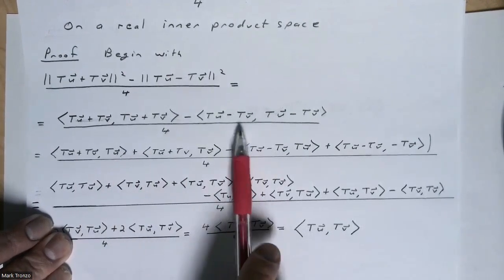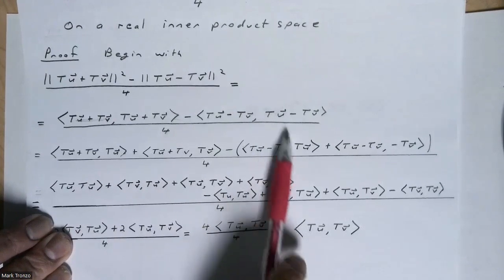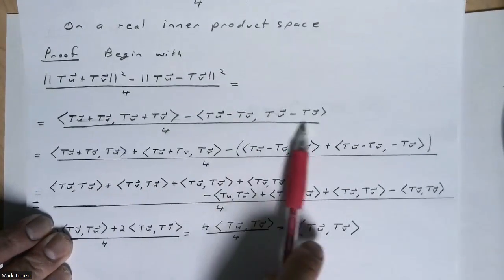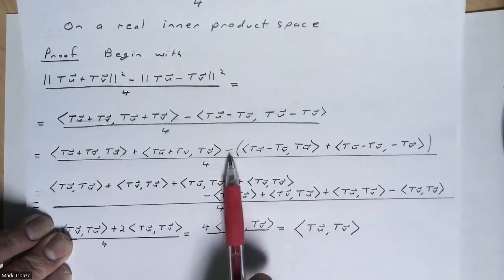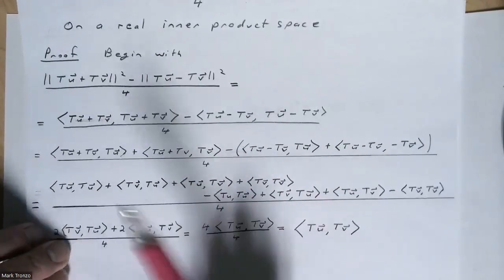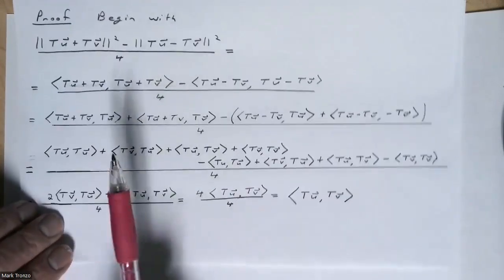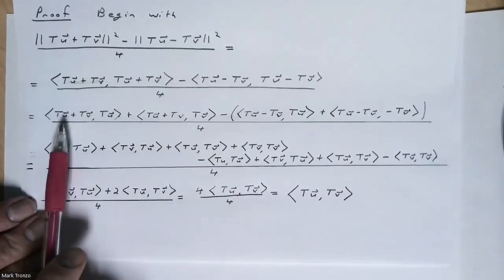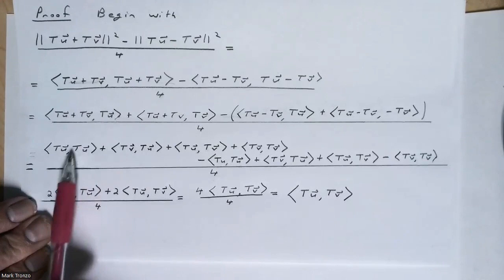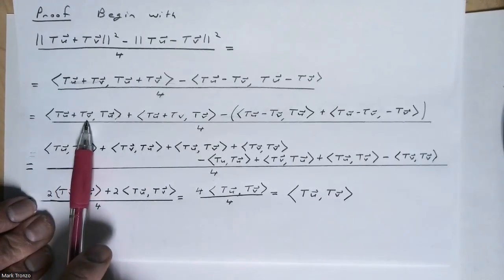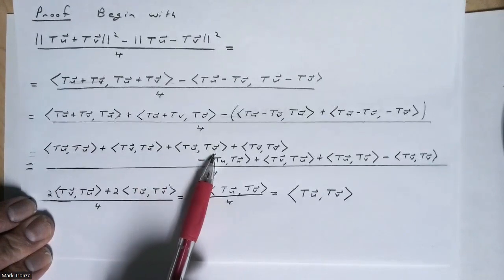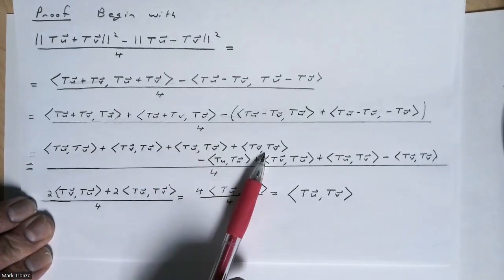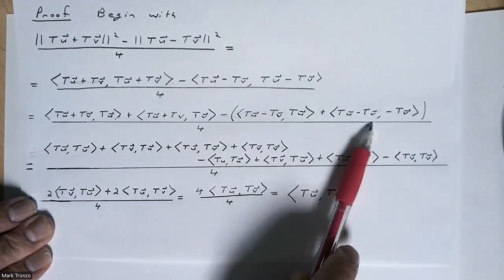Same thing over here. This goes with this, and then this also goes with this. I'm just using the basic rules of the inner product. And then I'm going to do the same thing in another step. I'll put this inner product with that, this inner product with that, this inner product with that, this inner product with that. And I'm doing the same thing with this one.